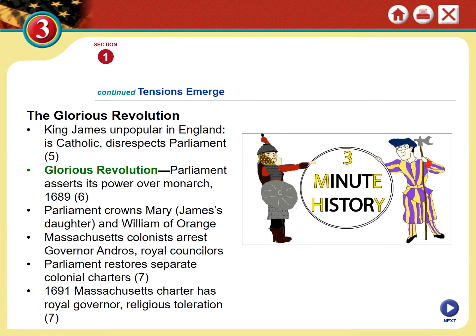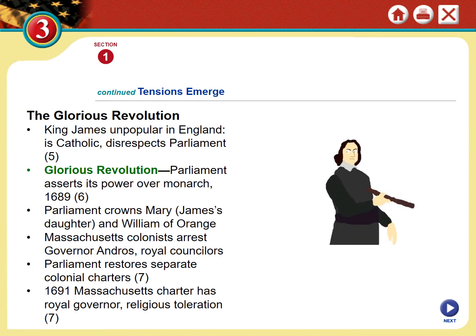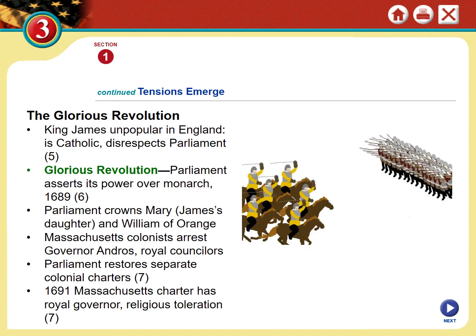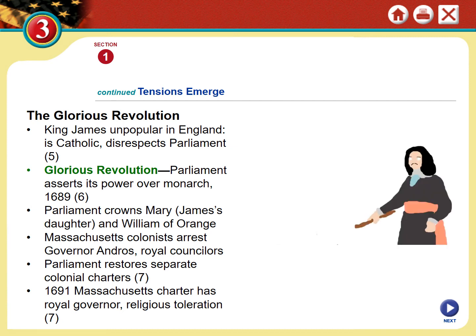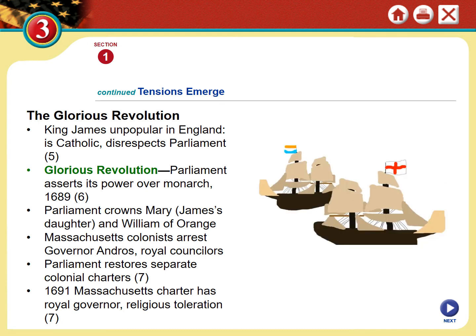However, events at home, events in England, are going to have a profound effect on the colonies. After King Charles, we have King James, who was very unpopular in England. For one, he did not follow the popular religion of England. He was not a part of the Church of England. He was Catholic.